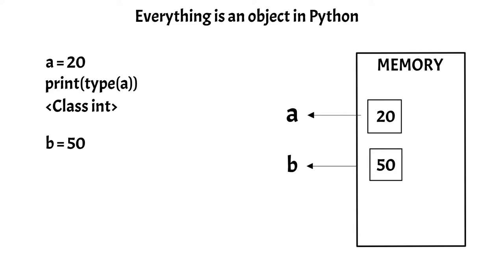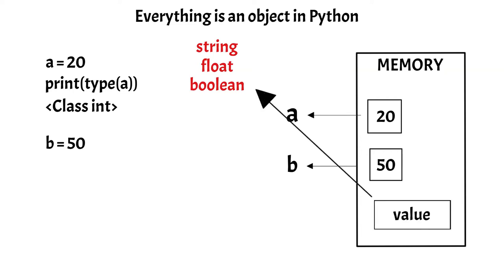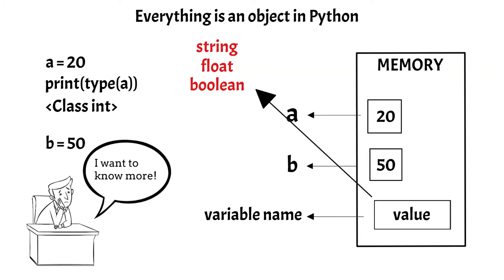Similarly, you can store values in variables with other data types, for example, string, float, boolean, etc. But always remember that the memory will be allocated to the value based on the data type object, and it will be later referenced to the variable name. Now let us dig inside this concept a little further.